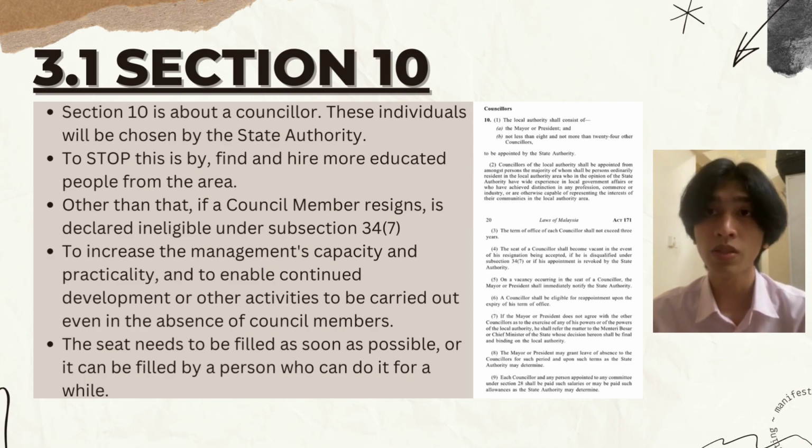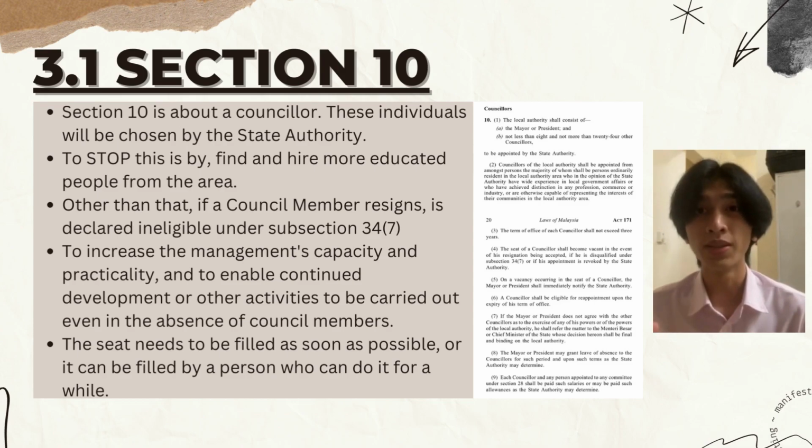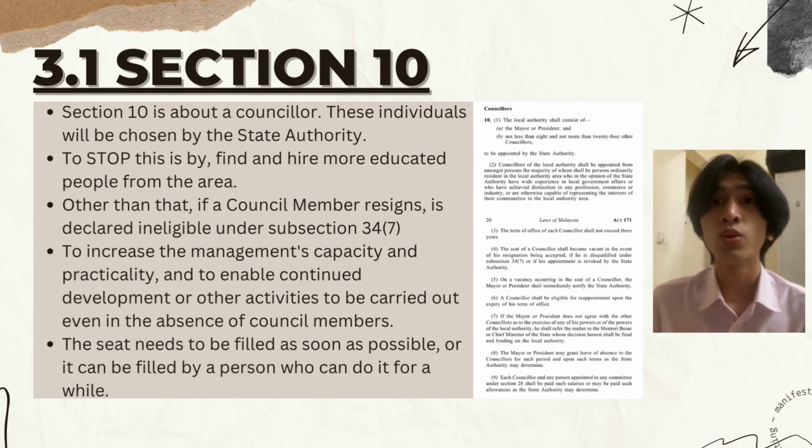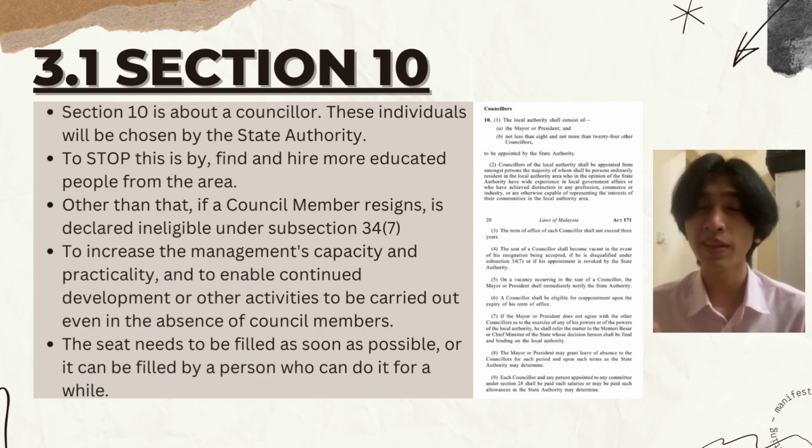Other than that, if a council member resigns, is declared ineligible under subsection 34(7), or has his appointment terminated by state authorities, the seat will become vacant. To make this process simpler and more effective, to increase the management capacity and practicality, and to enable continued development or other activities to be carried out even in the absence of council members, the seat needs to be filled as soon as possible, or it can be filled temporarily by a person who can do it for a while. This is both more efficient for our country and easier to implement.